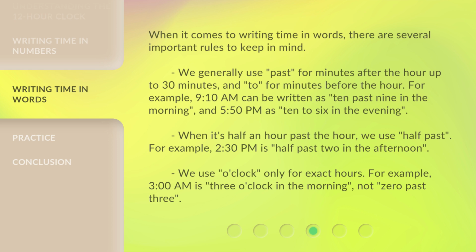When it's half an hour past the hour, we use half past. For example, 2:30 p.m. is half past 2 in the afternoon. We use o'clock only for exact hours. For example, 3 a.m. is 3 o'clock in the morning, not 0 past 3.